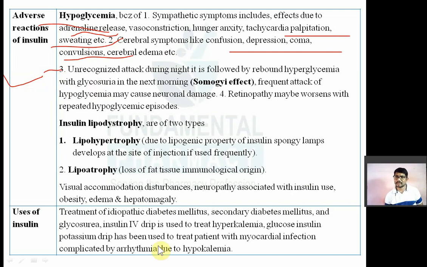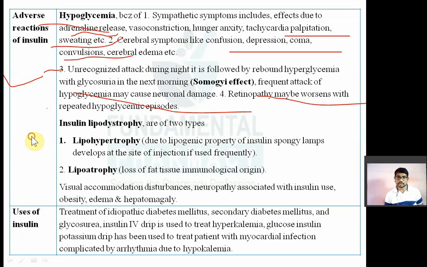They can ask a question on this: what is the Somogyi effect? This kind of attack is a sudden hypoglycemia. It can cause neuronal damage, and neuronal damage is known as neuropathy. Sudden attacks of hypoglycemia may cause neuropathy. Then again, retinopathy will be worsened by repeated hypoglycemic episodes. So this is the main adverse effect. Again, another adverse effect of insulin is there.